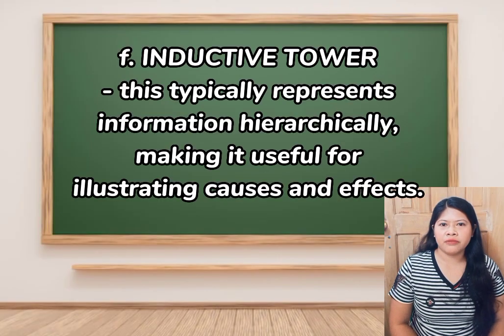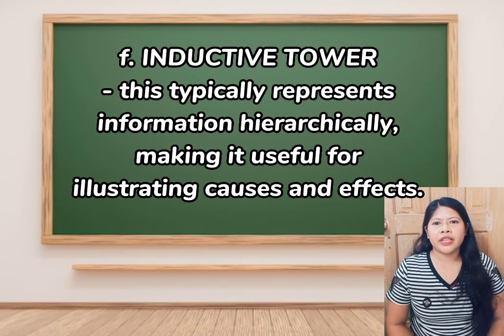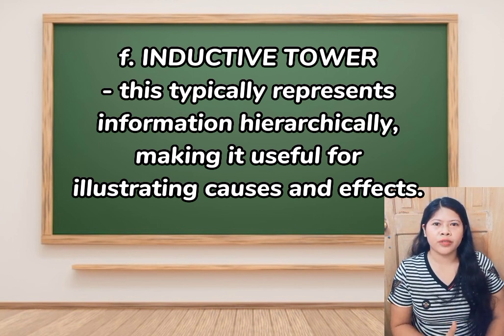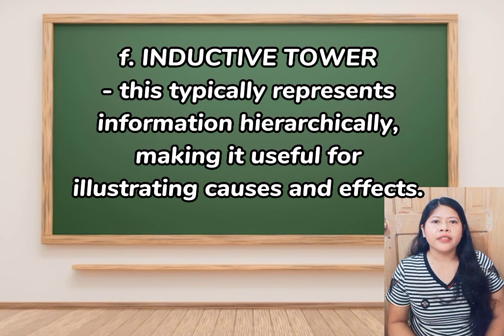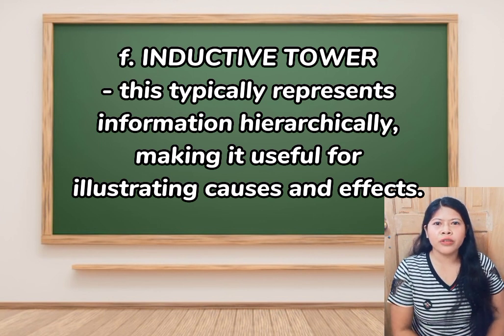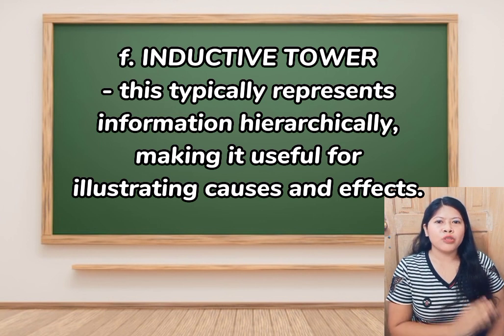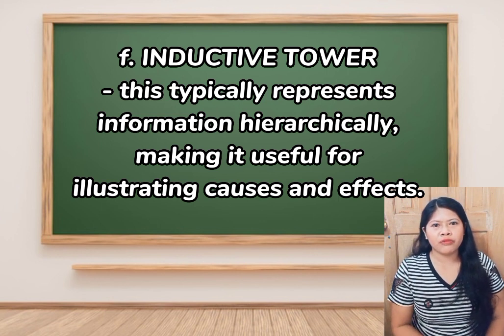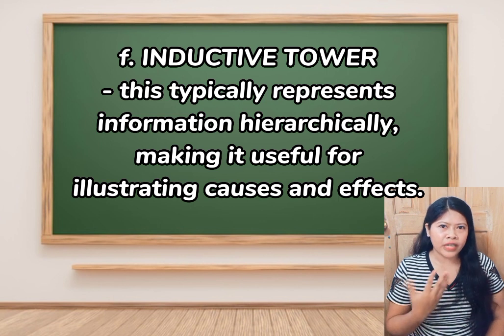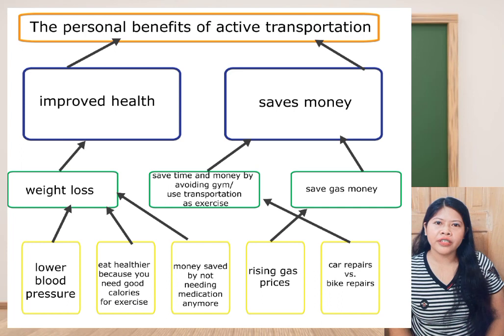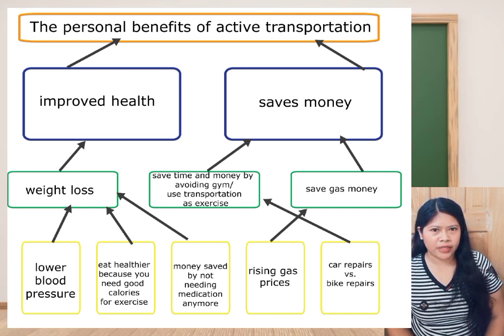Next, we have the inductive tower. This typically represents information hierarchically, making it useful for illustrating causes and effects. Start with the main idea or event at the top, then branch down to show its cause and up to show its effect. This structure will visually recognize the relationships between various elements, helping to clarify the cause and effect relationships within a topic. So here is an example presented on the screen.